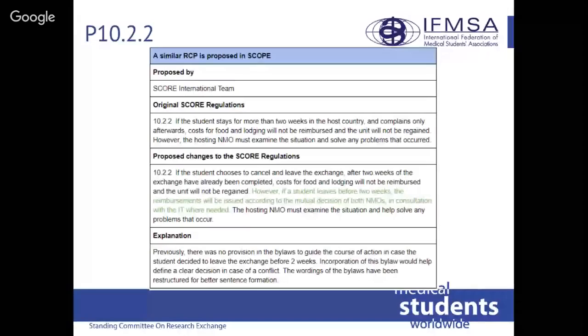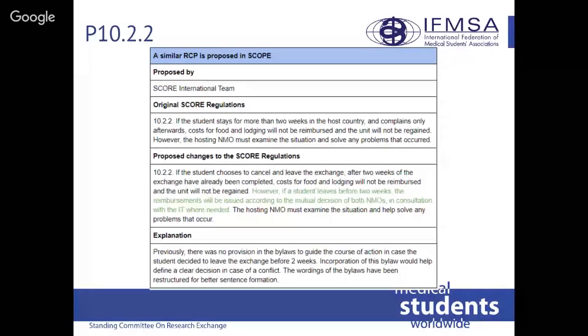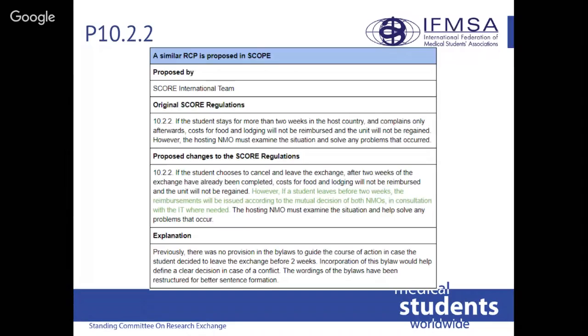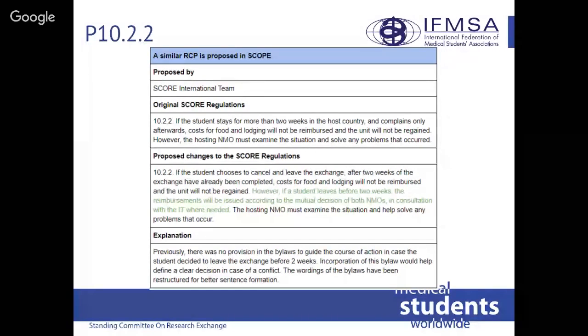The next proposal, 10.2.2, is also proposed by the SCORI international team, and a similar regulation change proposal is proposed in SCOPI. The original SCORI regulation says, if the student stays for more than 2 weeks in the host country and complains only afterwards, costs for food and lodging will not be reimbursed and the unit will not be regained. However, the hosting NMO must examine this situation and solve any problems that occurred.